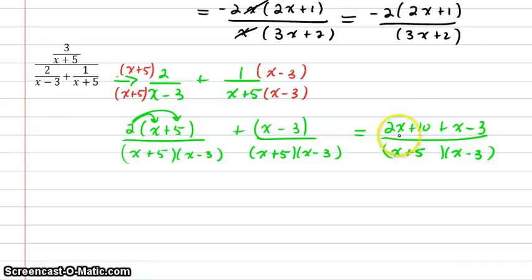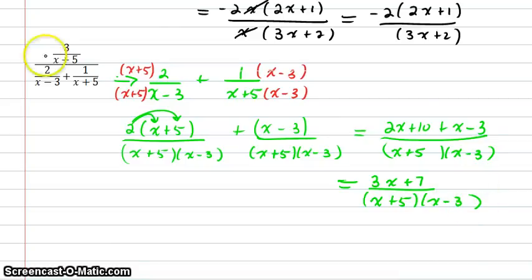Okay, let's simplify this as much as possible. It'll make it easier on us. So we combine like terms in our numerator. 2x and 1x is 3x. 10 minus 3 is plus 7. So 3x plus 7 over x plus 5 times x minus 3. Okay, so that is our denominator.